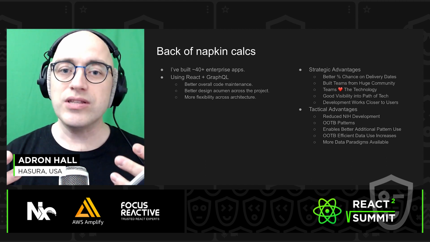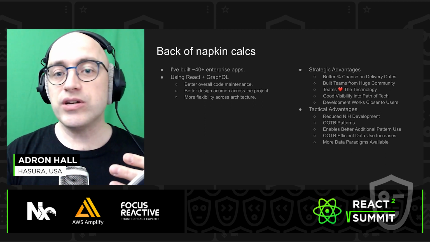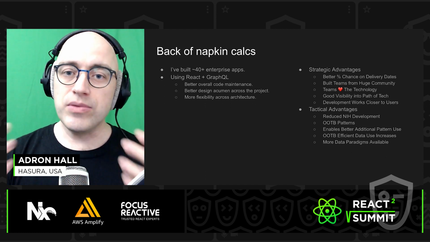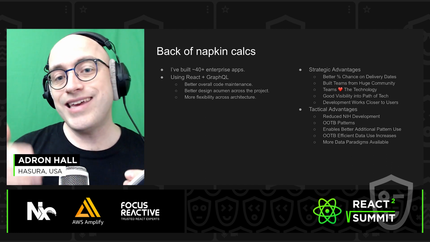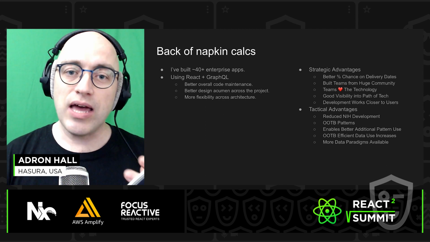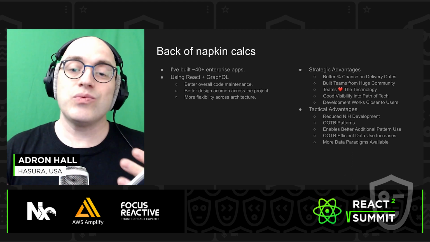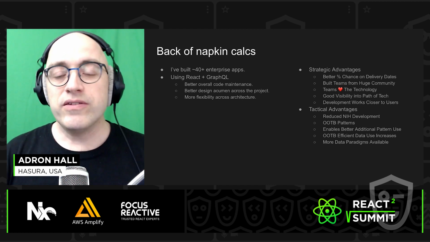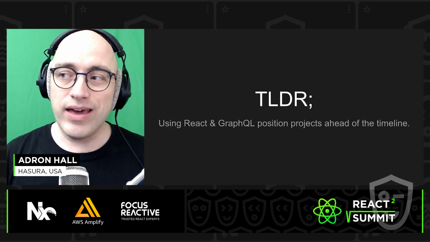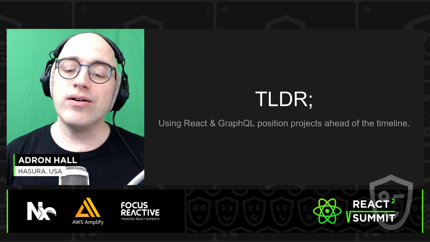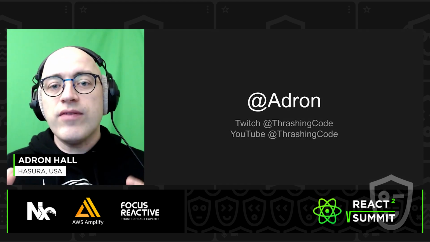As we brought people onto the teams, we were able to get them ramped up more easily by providing reference material that already exists and community-based material that already exists to get them up to speed. And that helped the existing team members keep moving on the project and at the same time ramp up new people to start contributing almost immediately, at least in some cases within hours of being brought on board. So that is two of the projects. And the TLDR of that is using React and GraphQL positions a project ahead of the timeline, puts you in a very good position.